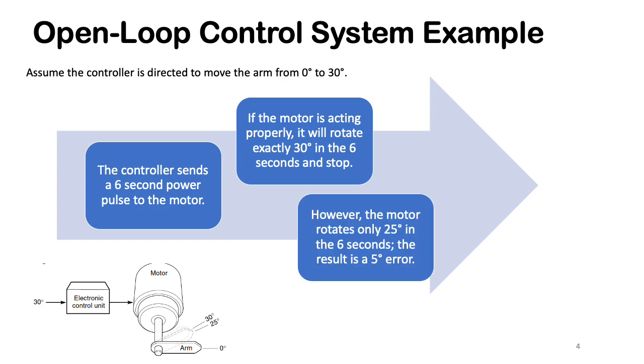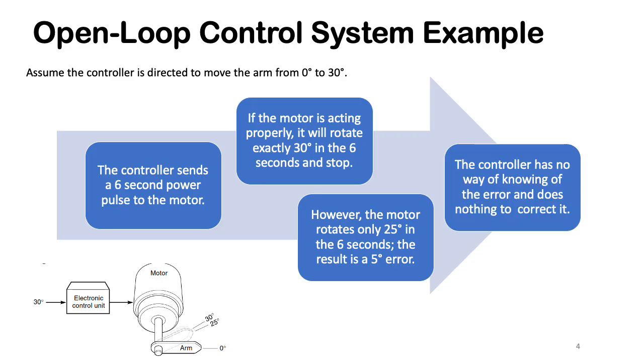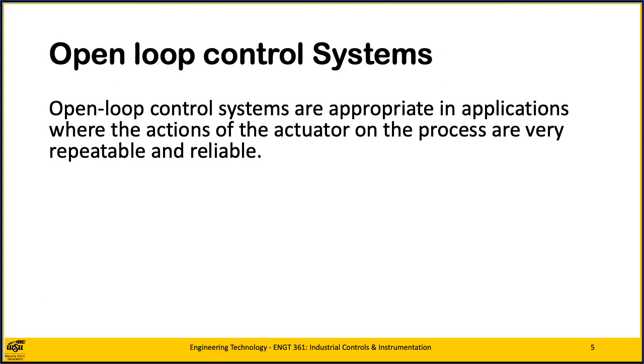Again, for demonstration purposes, let's assume that on particularly cold days, the lubricant is more viscous, it's thicker, causing more internal friction, and the motor rotates only 25 degrees in the 6 seconds. The result is a 5-degree error. The controller has no way of knowing of the error and does nothing to correct it.